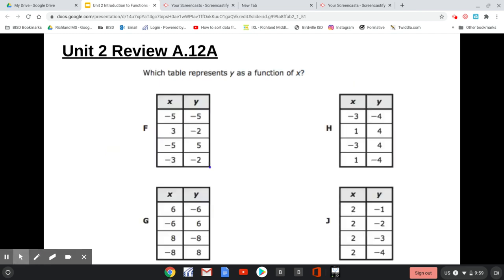Let's look at the next one. Okay, which table represents y as a function of x? And we remember that the x never repeats. So we can see this repeats. We can see this repeats, and the threes, negative threes, these are all twos. 6, negative 6, 8, negative 8. Your answer is G.